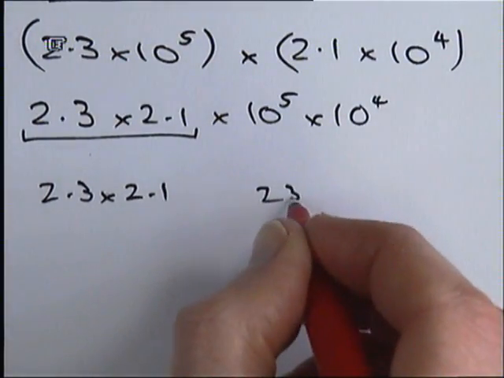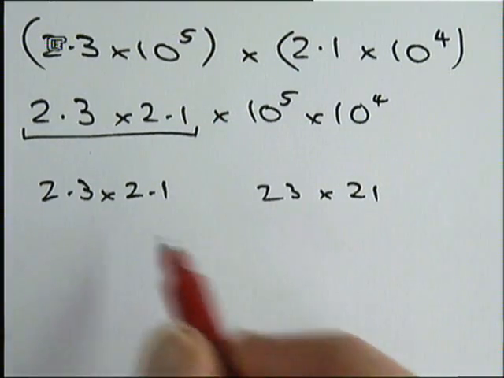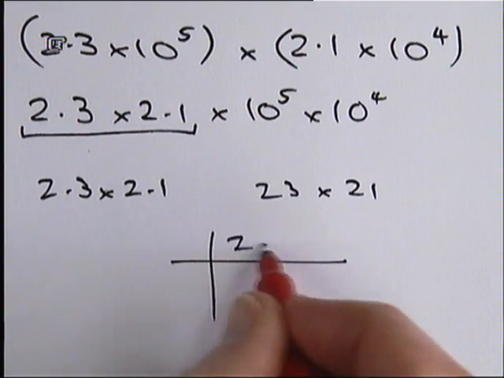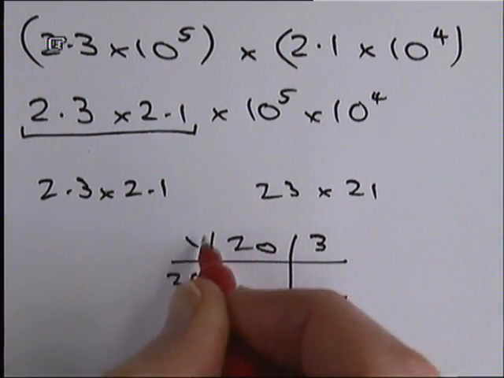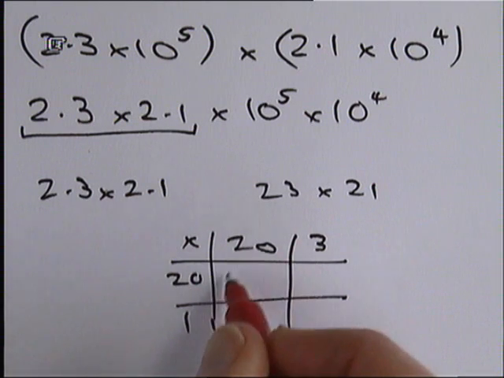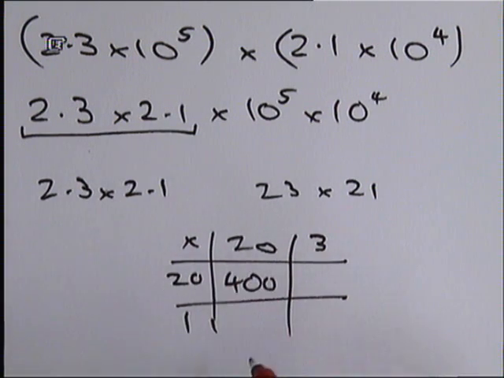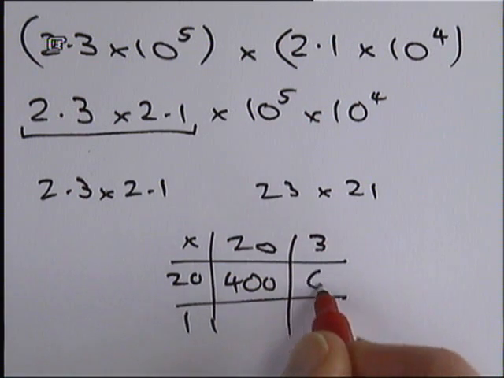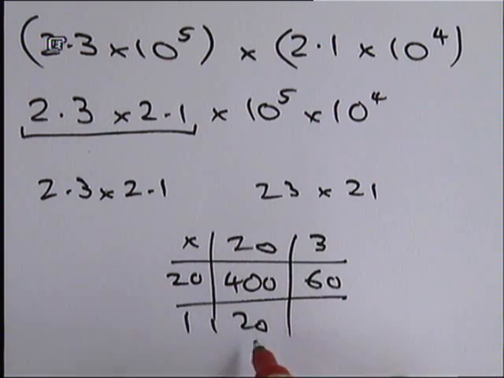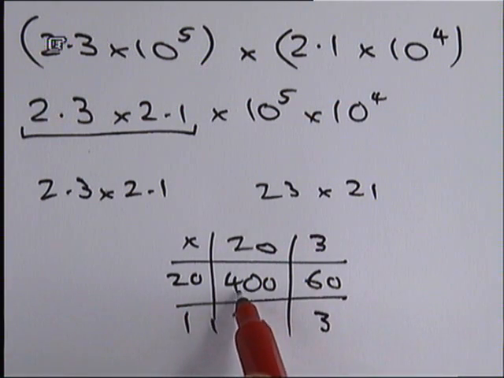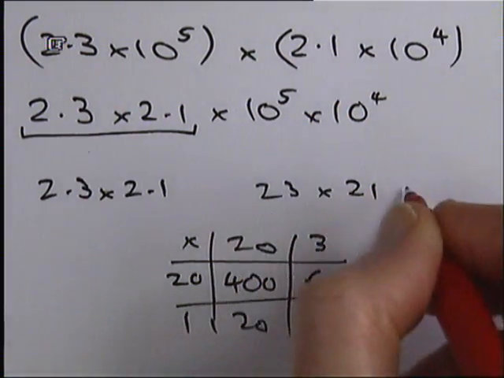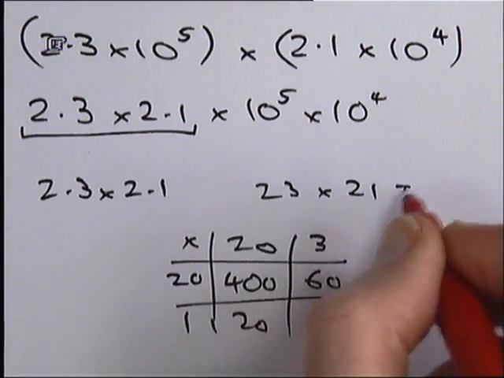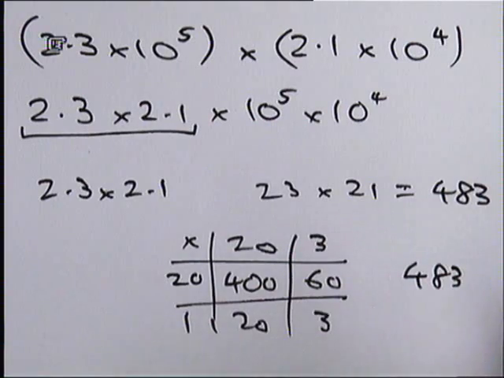I'm going to do first of all 23 times by 21, ignoring the decimal points. I'm going to do my 23 and my 21 in this multiplication grid. 20 times 20 is 400, 2 twos are 4 and I have 2 noughts. 20 times by 3 is 60. 20 times by 1 is 20. 1 times by 3 is 3. If I add the numbers inside the grid up, 460, 483. So I've got 23 times by 21 is 483.